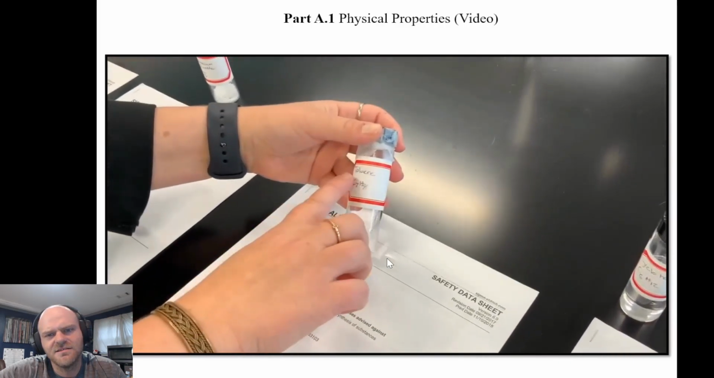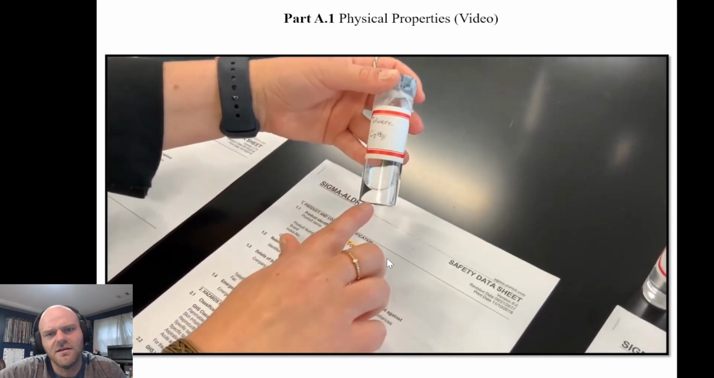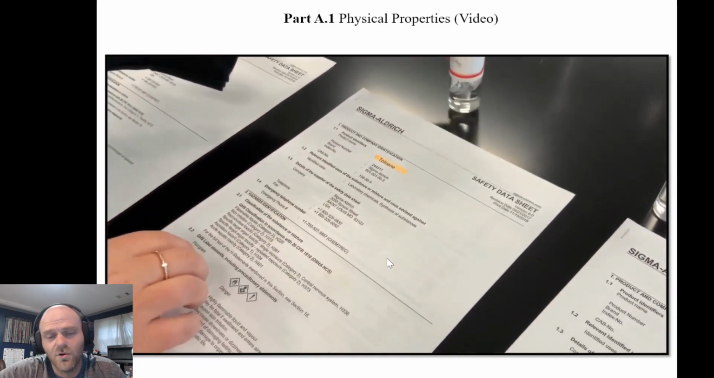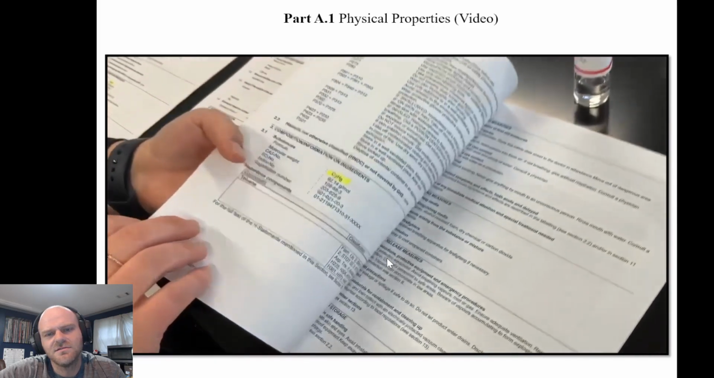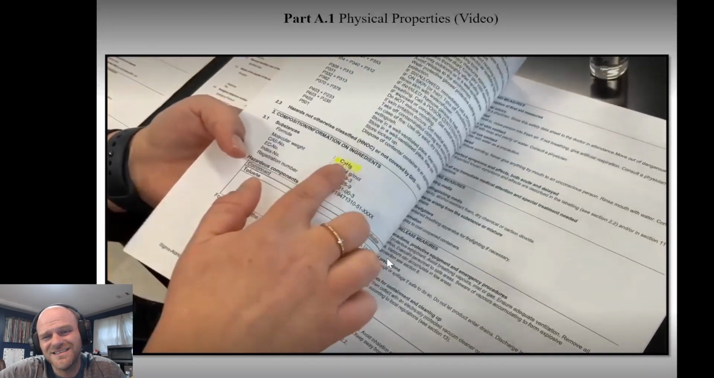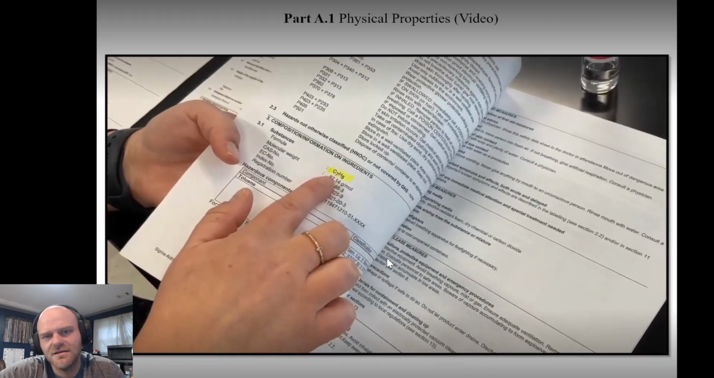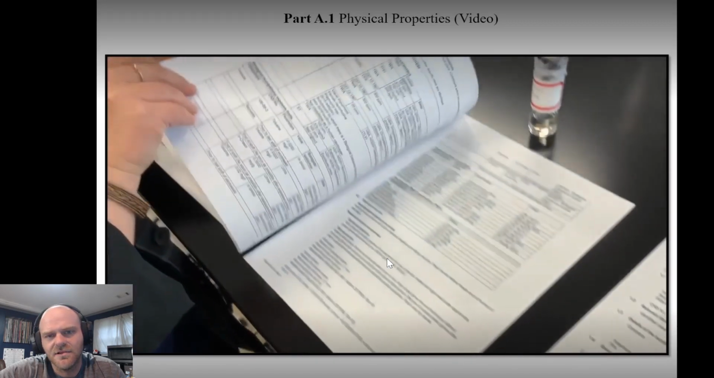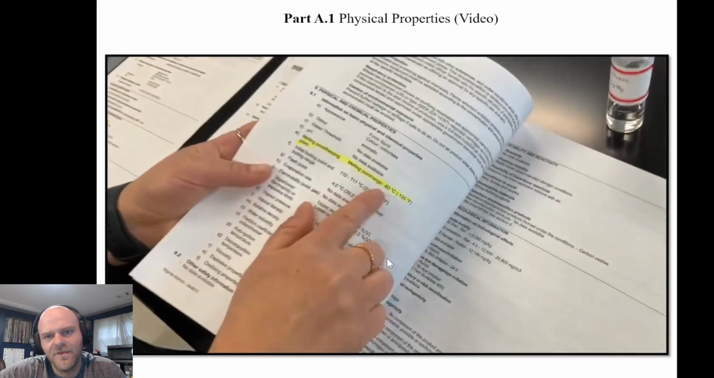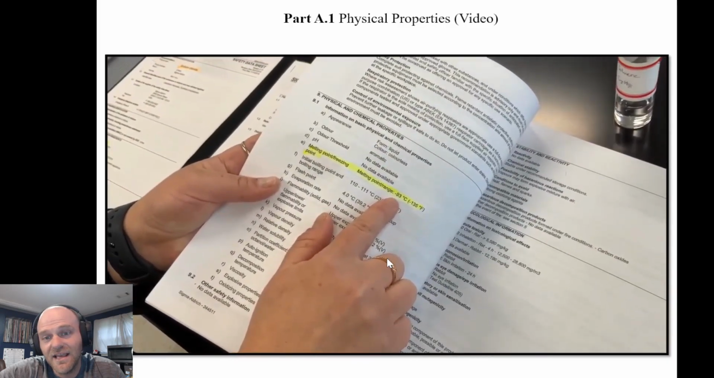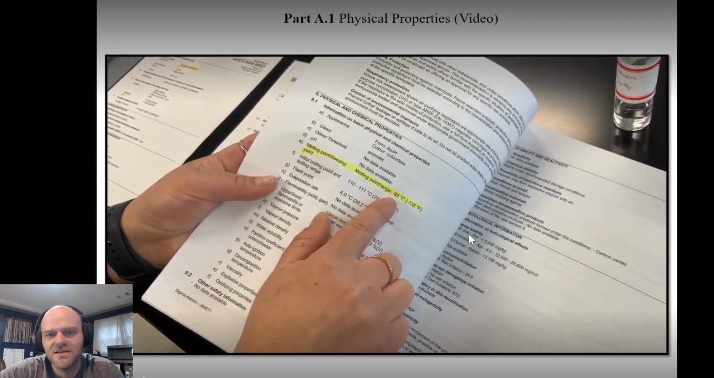All right. Next up is toluene. Notice this is in a liquid form. So that's a physical property, correct? Toluene chemical formula is C7H8. And the melting point is negative 93 degrees Celsius.